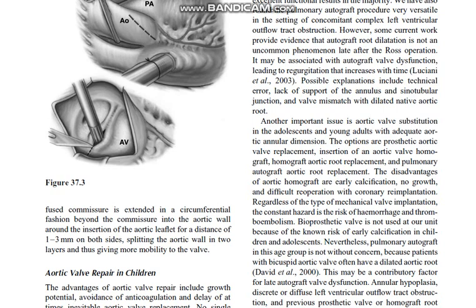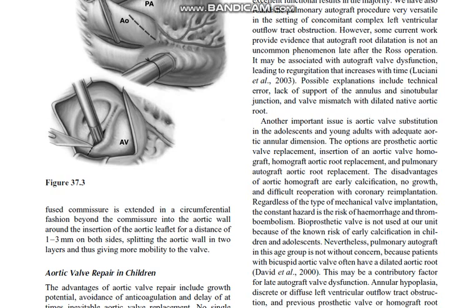The options are prosthetic aortic valve replacement, insertion of an aortic valve homograft, aortic root replacement, and pulmonary autograft aortic root replacement. The disadvantages of aortic homograft are early calcification, no growth, and difficult reoperation with coronary reimplantation. Regardless of the type of mechanical valve implantations, the constant hazard is the risk of hemorrhage and thromboembolism.